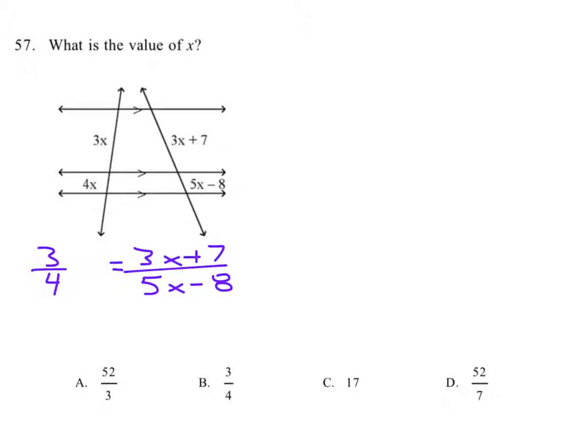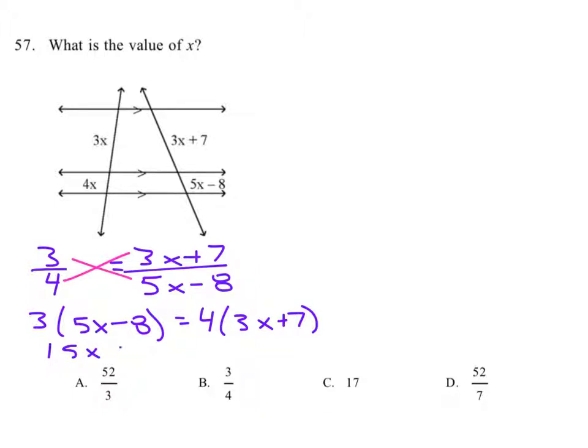Now we can multiply the diagonals. What does that look like when we do it? Well, we say that times that equals that times that. I'll write it down here and then we'll write it up top later. 3 times 5x minus 8 equals 4 times 3x plus 7. Then when we multiply this through, we get 15x minus 24 equals 12x plus 28. And that's what I'm going to write up top to continue solving this.